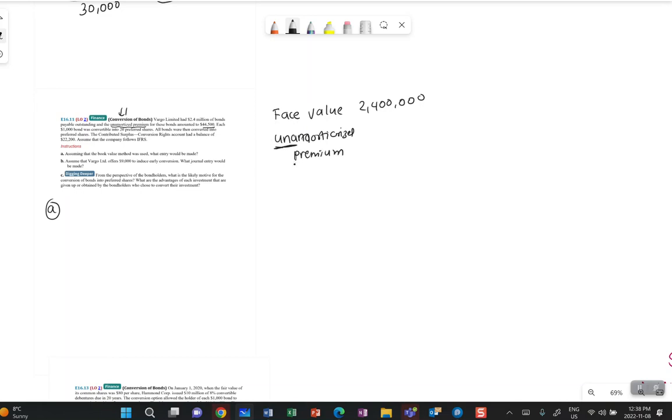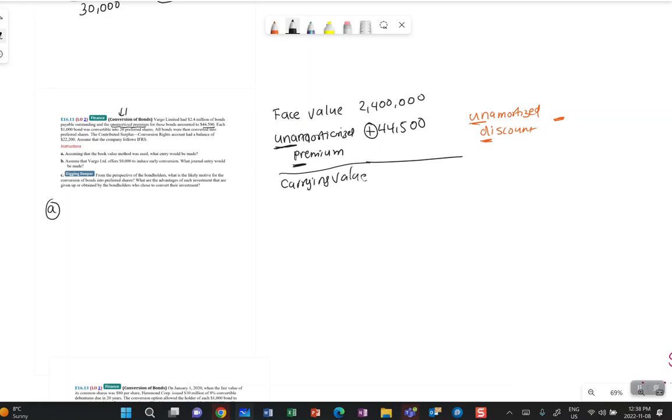If it's an unamortized premium, you add it to the face value of your bond. In other words, if it's an unamortized premium, you add it. I'm going to change the ink to show you. If the question says it's an unamortized discount, you'll be subtracting it, to get the carrying value of your bond.